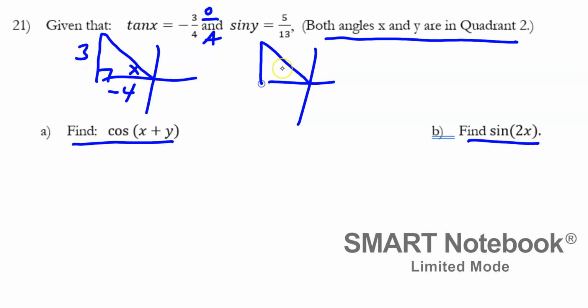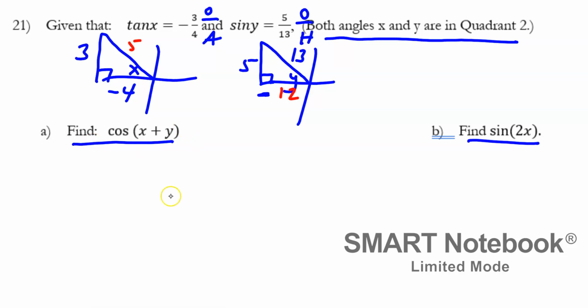This second one, y, is also in the second quadrant. Sine is opposite over hypotenuse, so we have 5/13 there. If I wanted to continue both of these triangles, this is a 3, 4, 5 triple here. This is a 5, 12, 13 triple there. In this situation, again, the x is negative because it's in the second quadrant. Now that we have our two triangles, we can answer these questions.